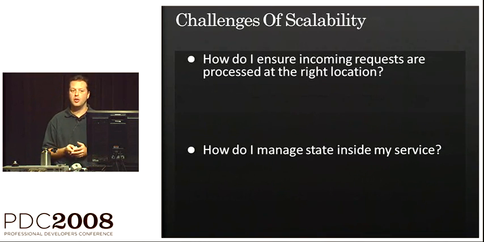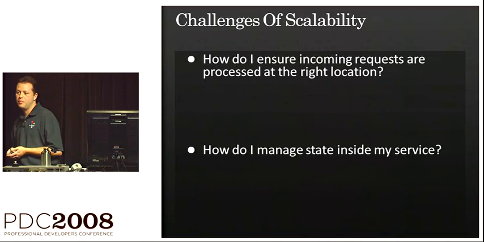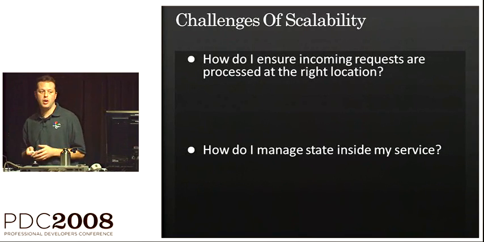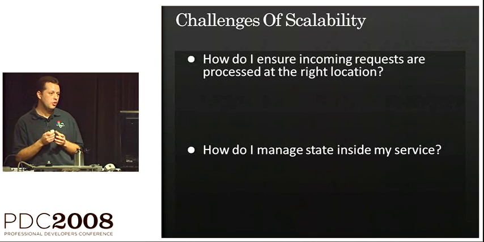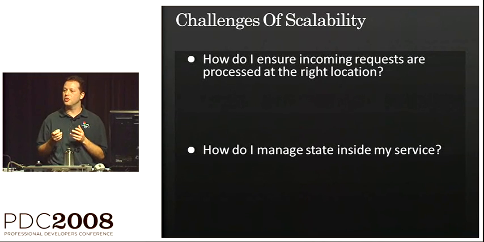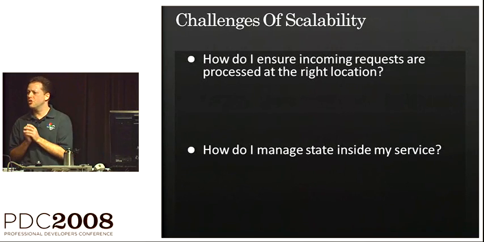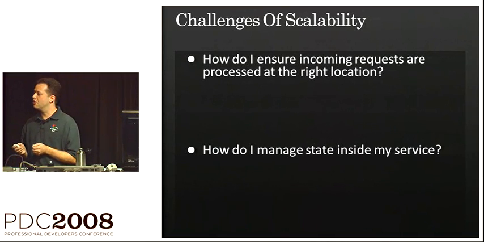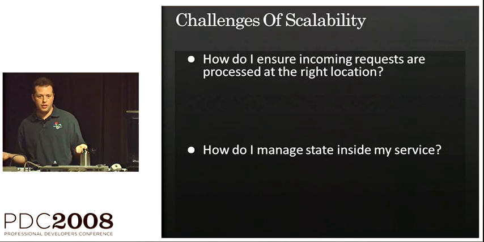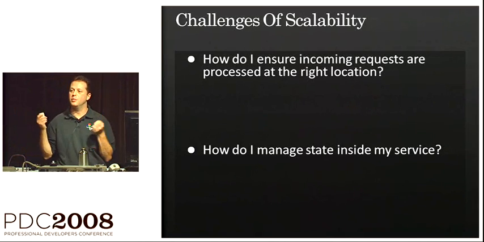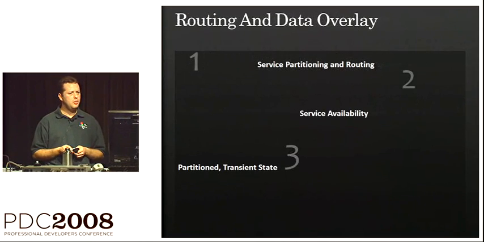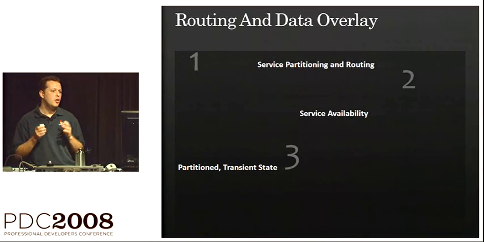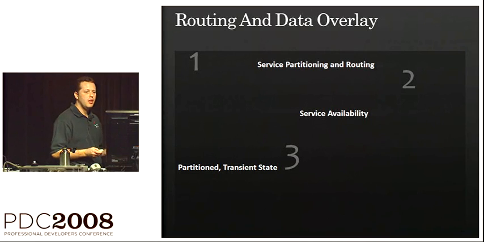The second question is, how do I manage state inside of my service? Now, of course, the invariant here is you partition your storage tier. That's what you always do. But for certain topologies and certain services, you may also want to partition your logic tier. Workflow is actually a great example of this. And you may want to cache or store transient data in the logic tier to get that processing locality that we talked about.